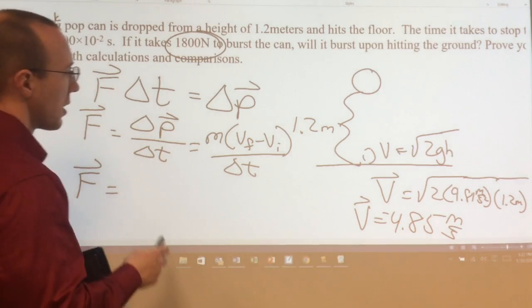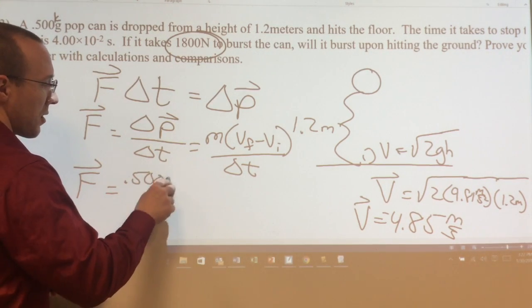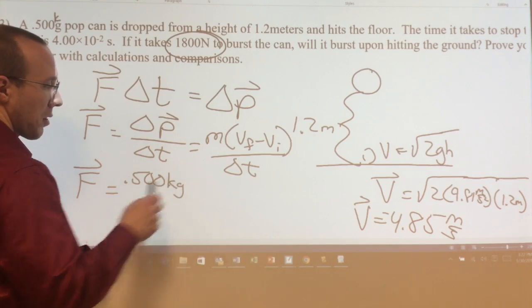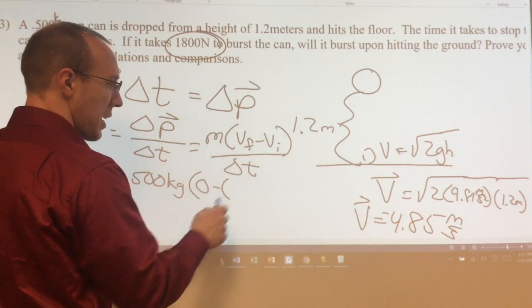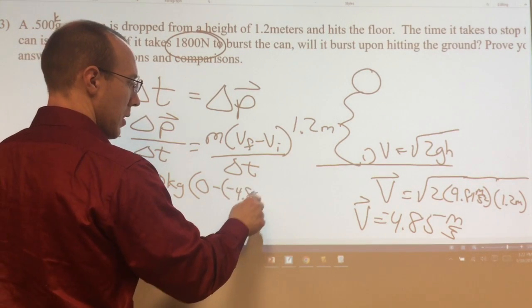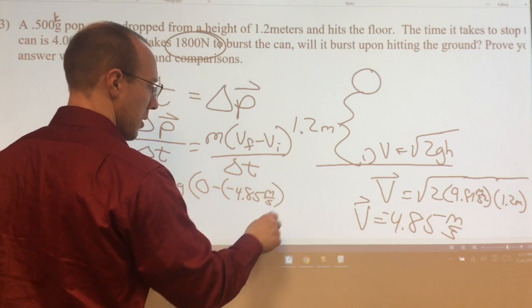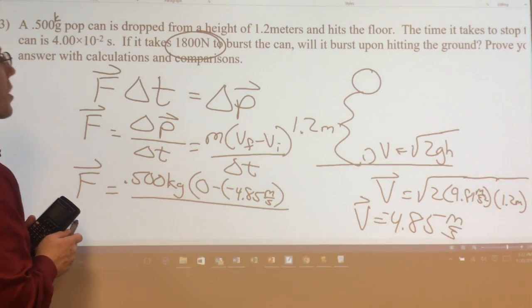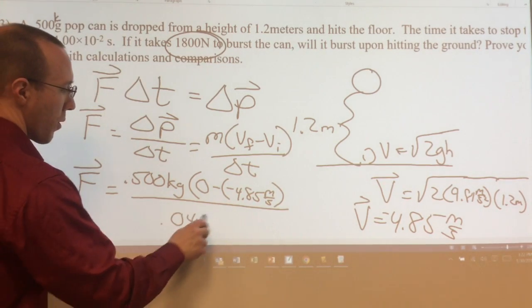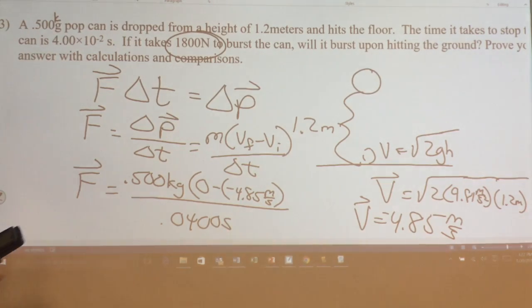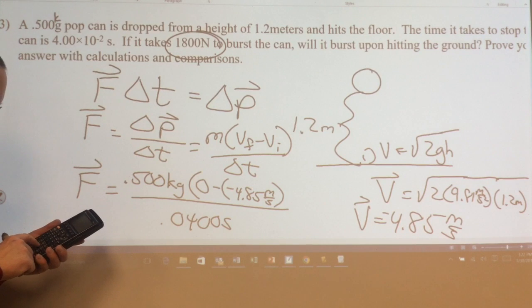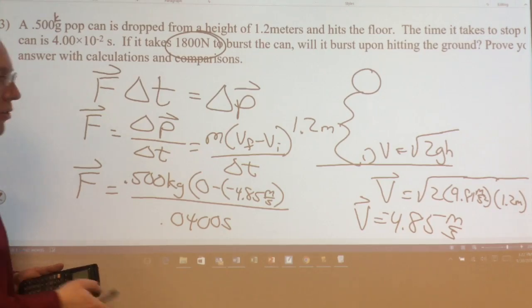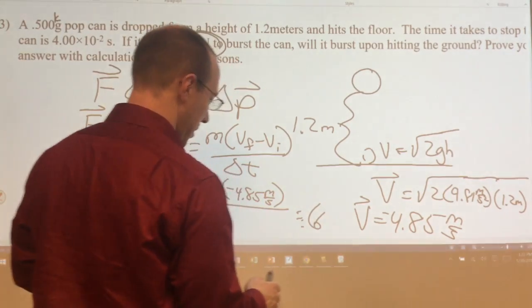So let's put that in there for the mass: 0.500 kilograms, which is 500 grams. My final velocity would be 0 minus a negative 4.85. And then we're going to divide by 0.0400 seconds. This number is going to be a little different than yours because, like I said, you converted. So I would get a force of about 61.